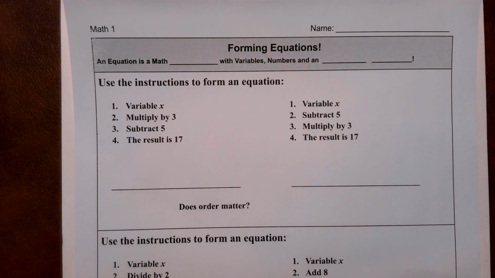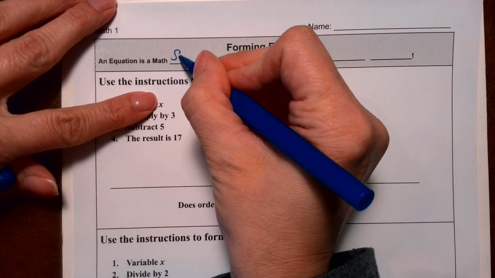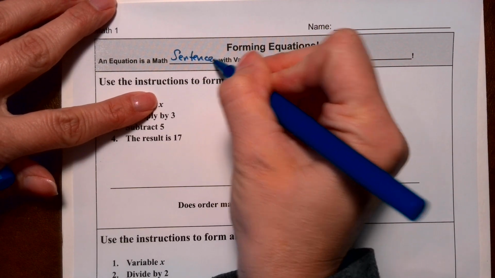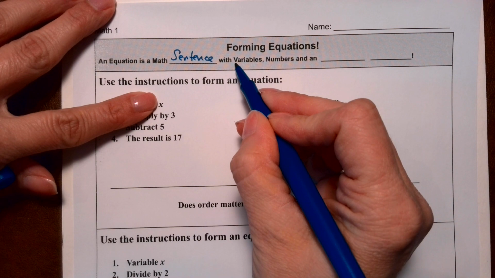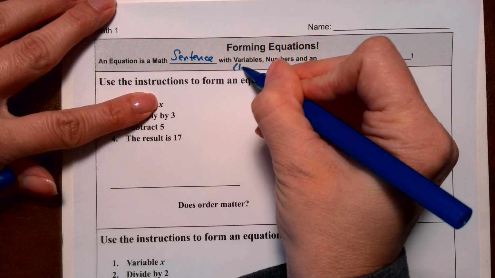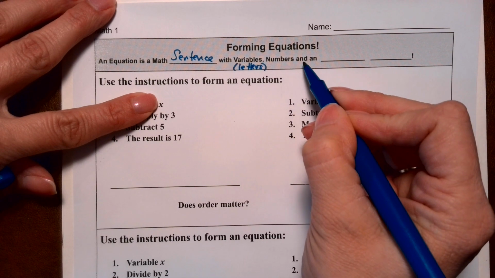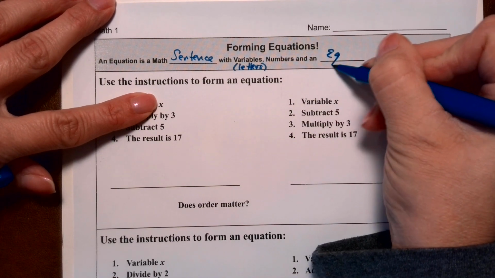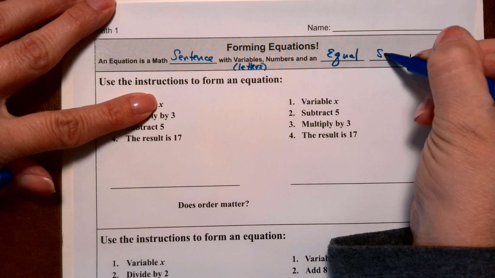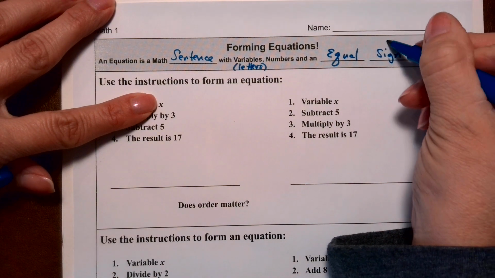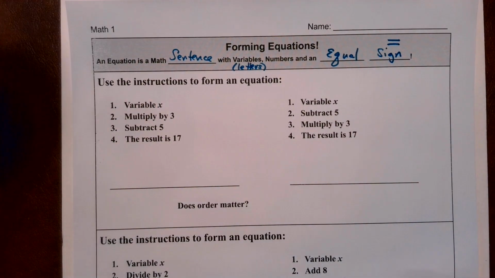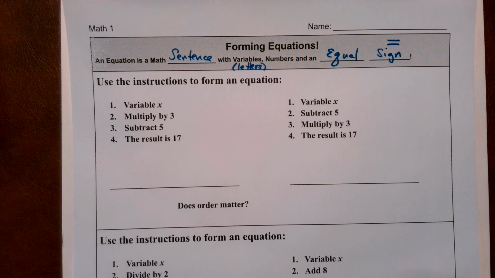An equation is a math sentence. It's a math sentence with variables, which are letters, numbers, and an equal sign. So the equal sign is what makes the equation something that we can work with and solve.